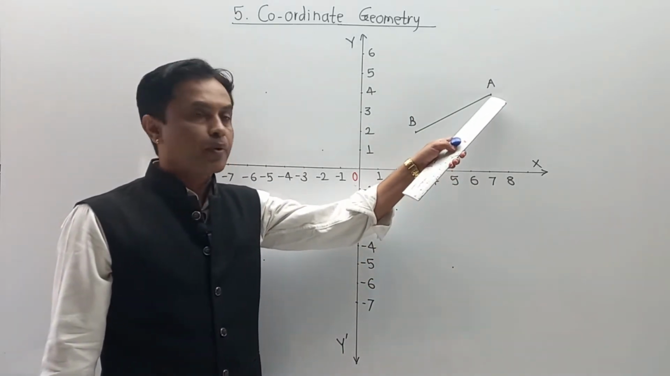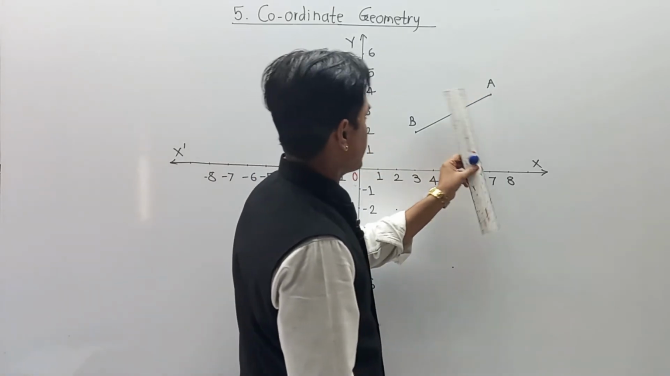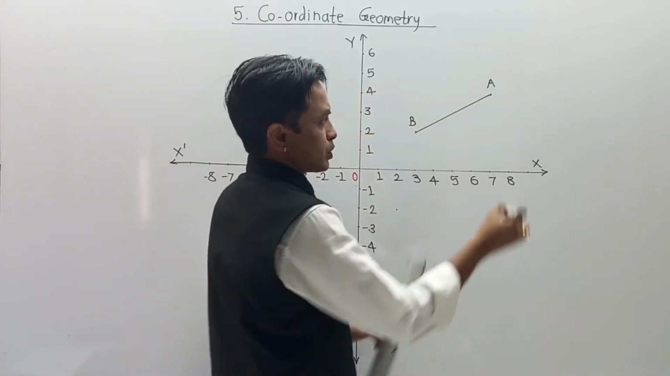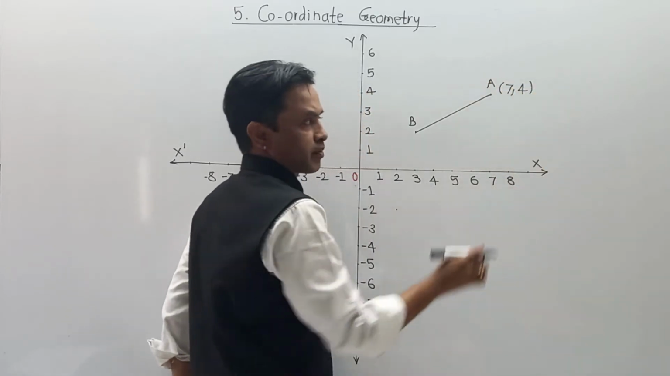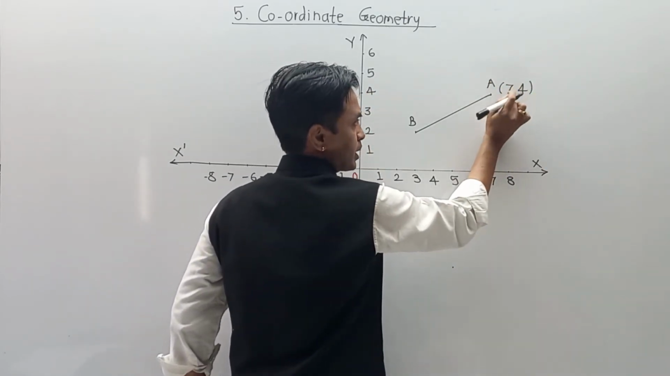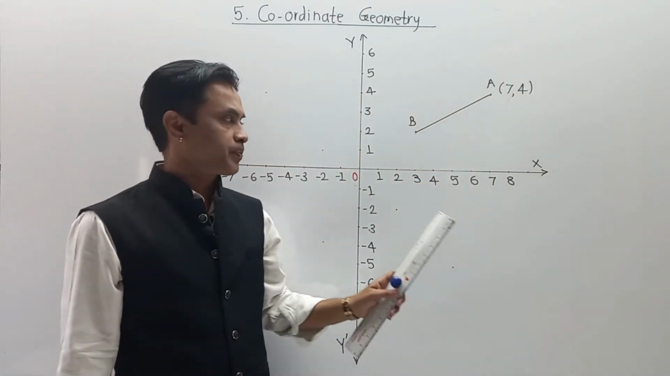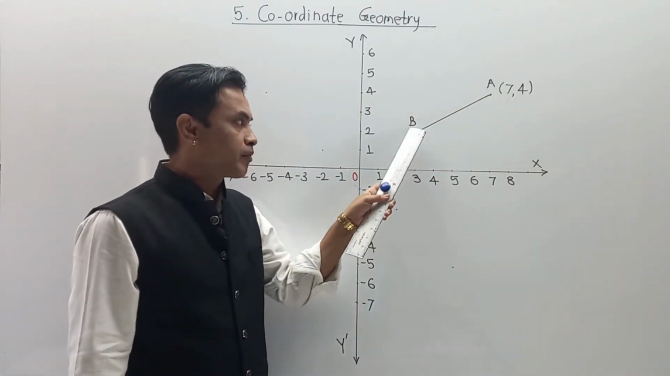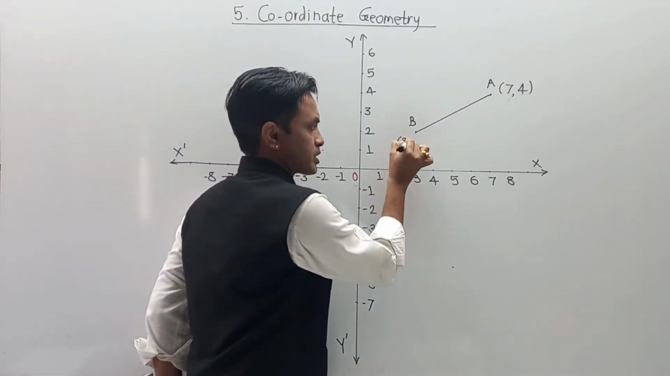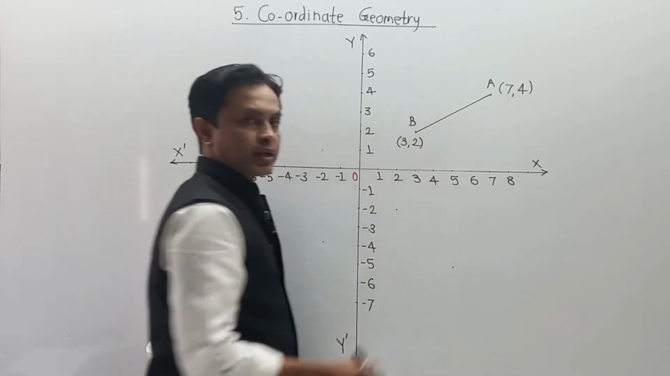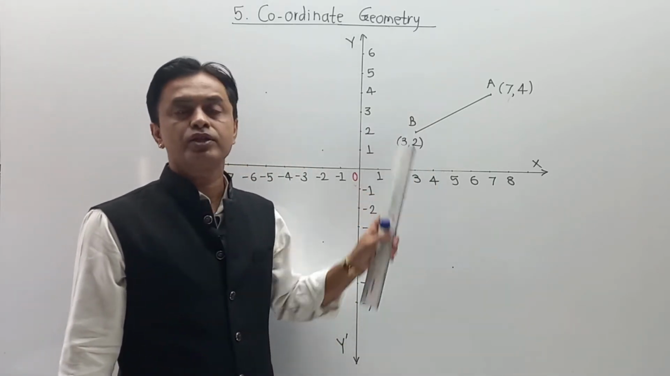Now what exactly is this part? If you observe point A, it has x coordinate as 7 and y coordinate as 4. So I am going to indicate it as (7, 4). It is the value of x and y over there. So first of all, we indicate the value of x, then the value of y. And for point B, the value of x is 3 and the value of y is 2. So the coordinate of this point is (3, 2).